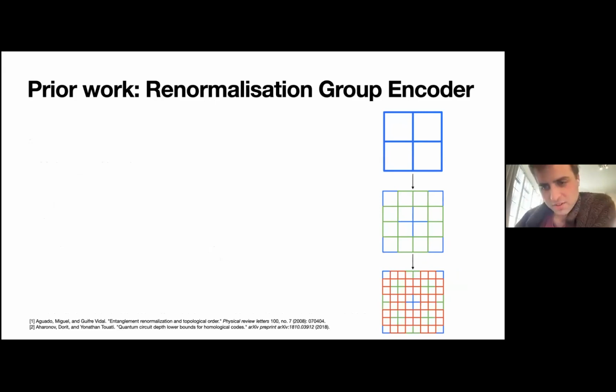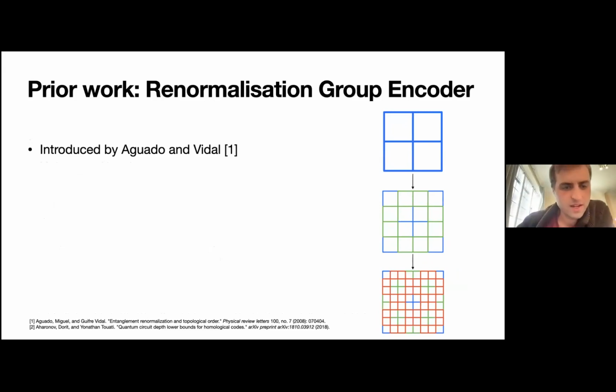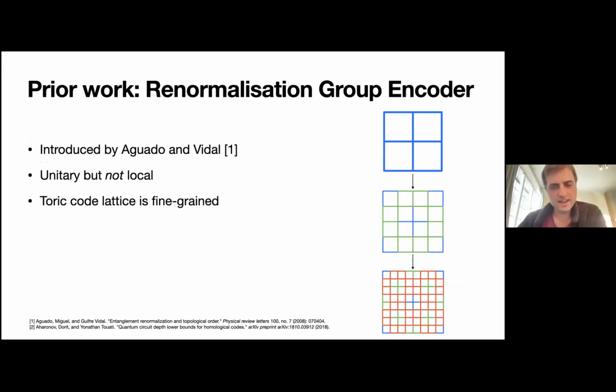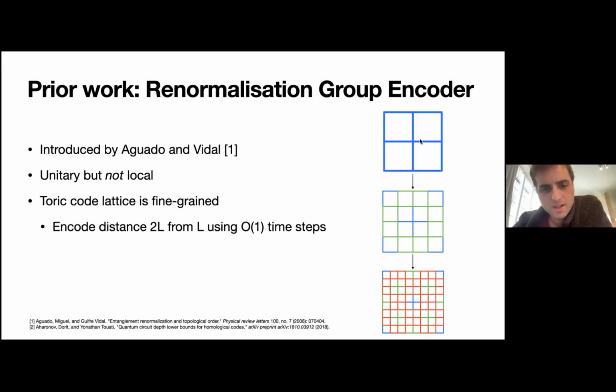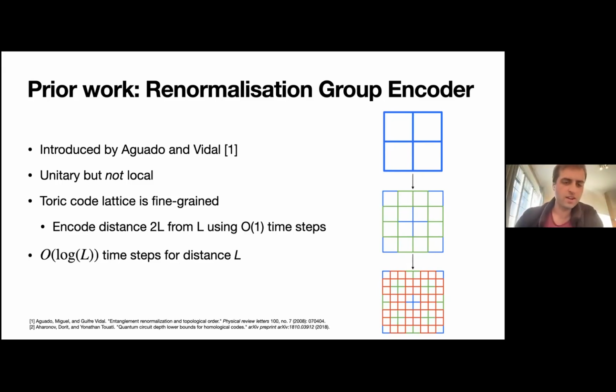Another encoding circuit for the toric code, this is the toric code, not the surface code, is the renormalization group encoder, introduced by Aguado and Vidal. It's unitary but not local. Essentially, the toric code is fine-grained: you can start with some distance 2 toric code, blue at the top here, and then fine-grain it to a distance 2L toric code in order 1 time steps. But because of this fine-graining procedure, it's not local, but it does have log L time.